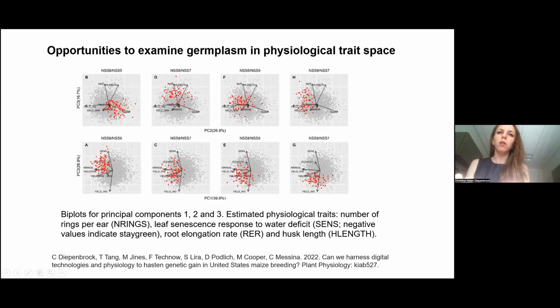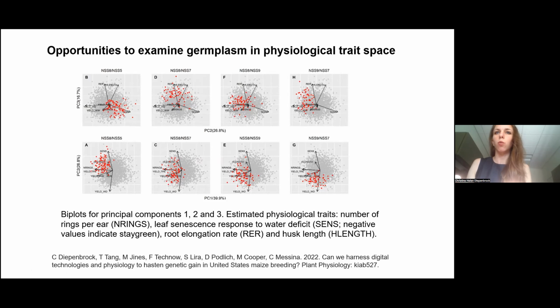We end up seeing that these progeny have above average values for this senescence trait, as we call it, so leaf senescence response to water deficit. It turns out that negative values of that trait indicate stay green, so lower values, in this case, are favorable for drought tolerance. So it turns out that this cross did not really produce individuals that have favorable values for that trait with regards to drought tolerance, so effectively not having the stay green trait.